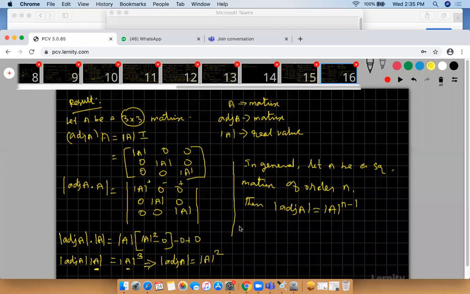Okay, you see the examples. If A is a square matrix of order 3, and determinant of A is equal to 4, then find the determinant of adjoint of A.